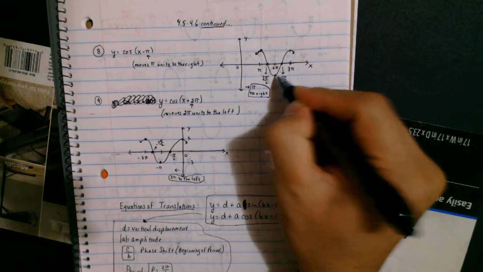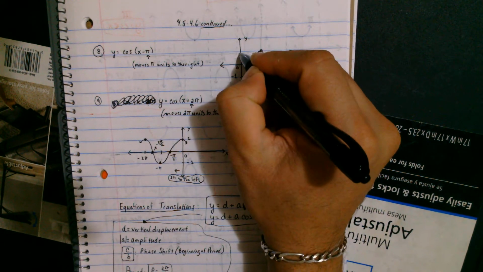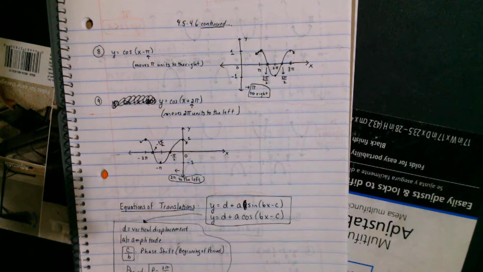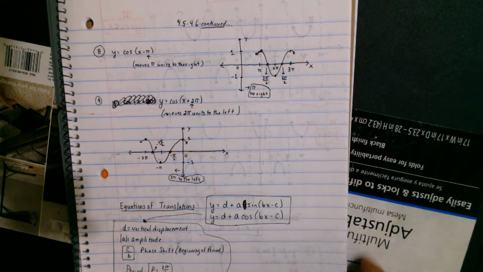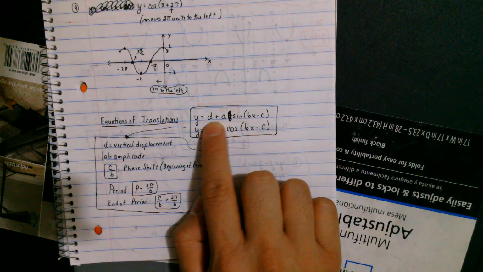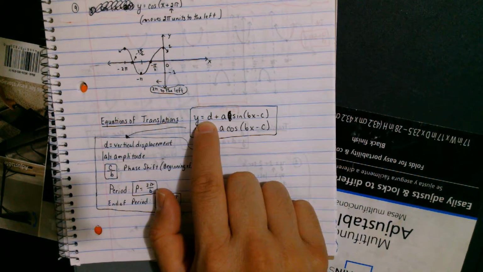And so again, I should have added this here. This hasn't gone up or down. This hasn't shrunk sideways or vertically or anything like that. So now if you put it all together, the D on the outside means up or down. If it's positive, you go up. If it's negative, you go down.